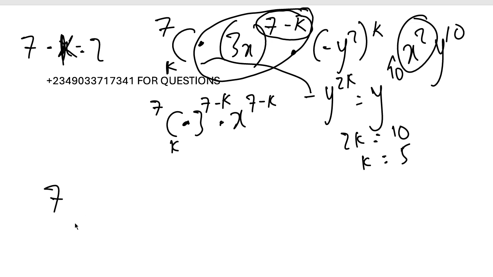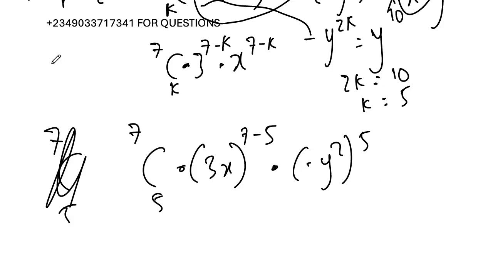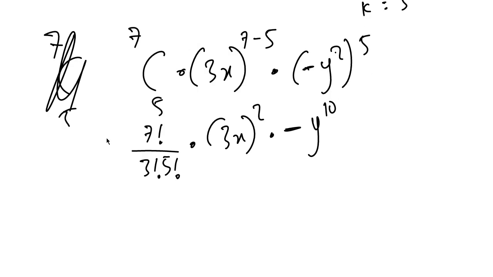So we now have 7 combination 5. 3x to the power what? 7 minus 5 multiplied by what? Negative y squared to the power what? 5. That's it. 7 combination 5 is what? 7 factorial over 3 factorial 5 factorial. That will be 3x. 7 minus 5 is what? 2. Negative y squared to the power 5 is negative y to the 10, because minus 1 to the power 5 is still minus 1, right? So we'll still bring down the minus. So that will be minus y. 2 times 5 is what? 10. Very good.